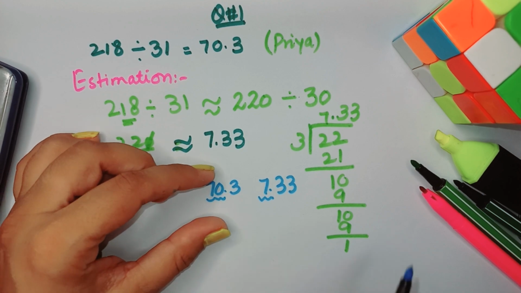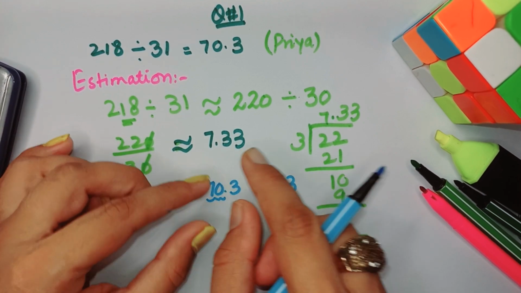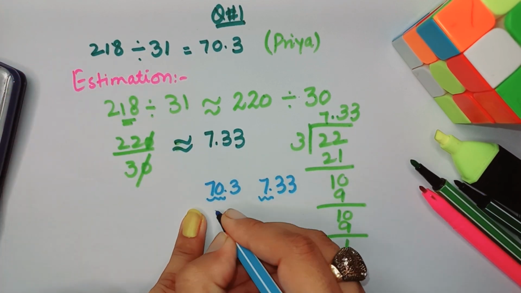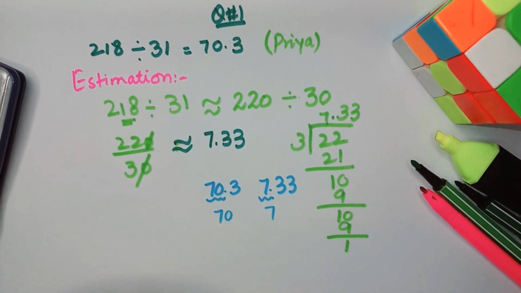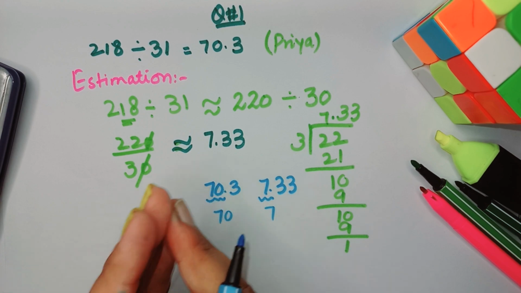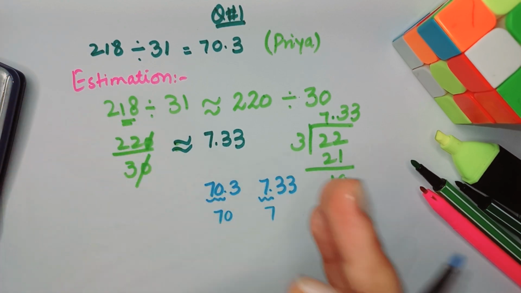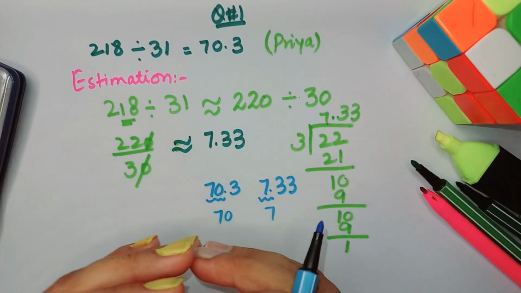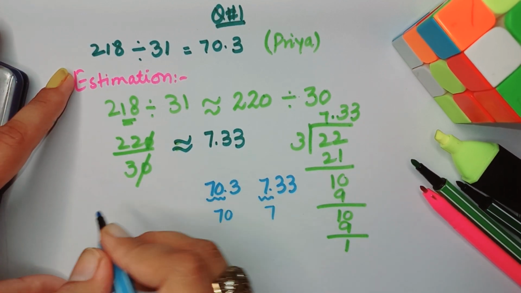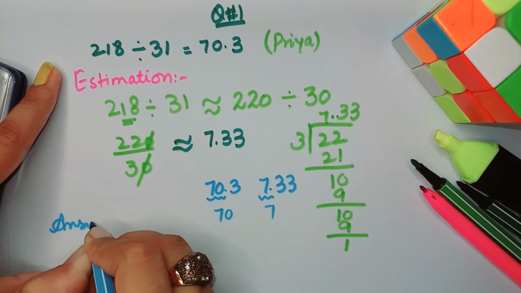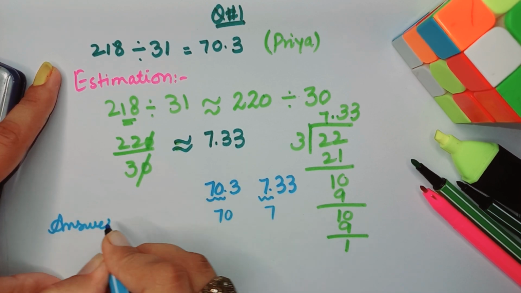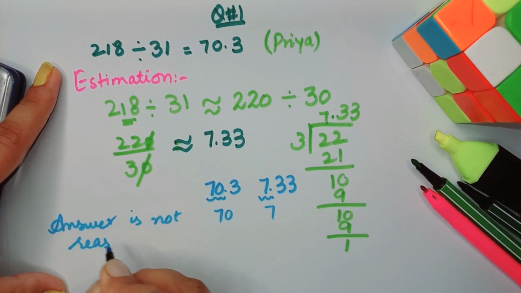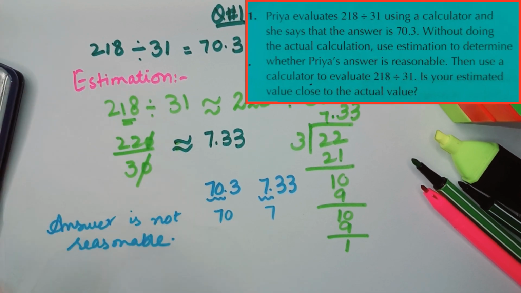Now you check that here we have 70 and here we have 7. We are checking the whole numbers. 70.3 means 70, and here 7 if we round off as well. So this answer is not reasonable because there is a big difference between 70.3 and 7.3. It's very far away. So we can say that Priya's answer is not reasonable. Clearly you can see that this is not reasonable.